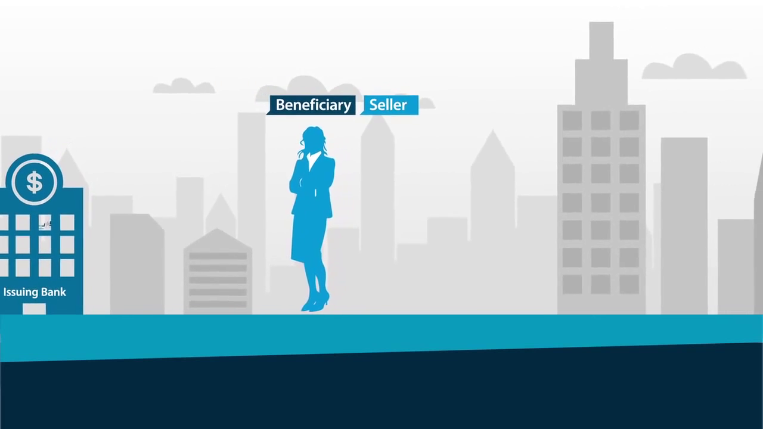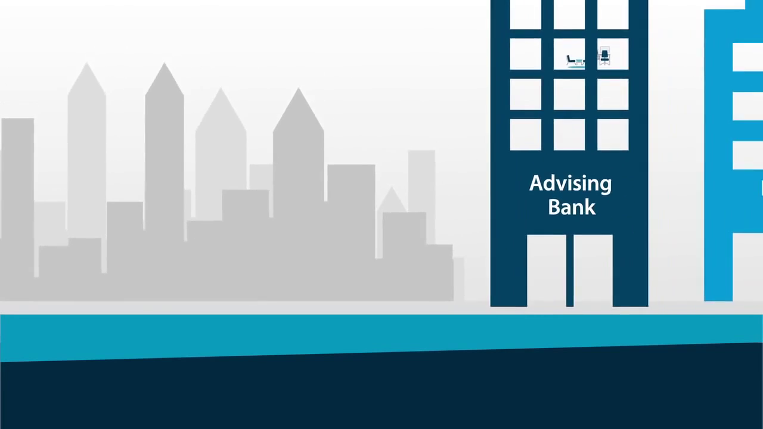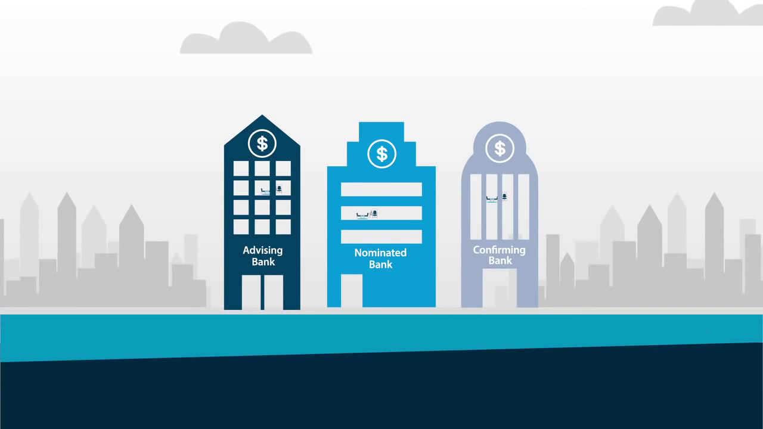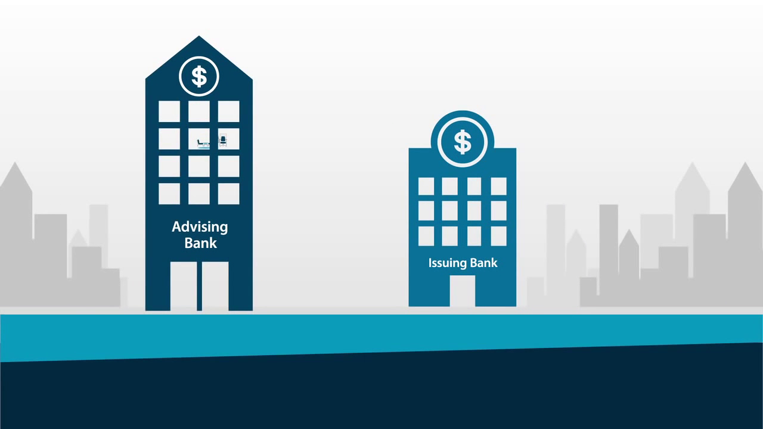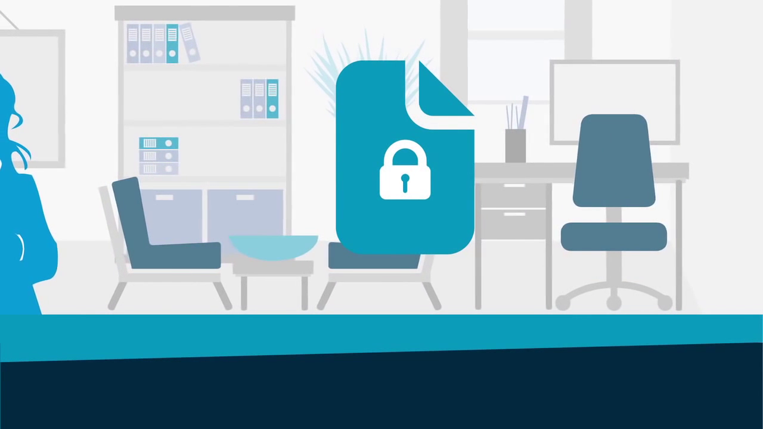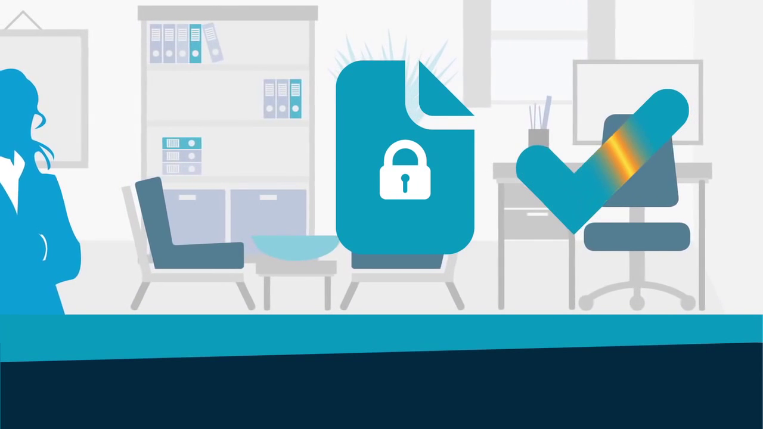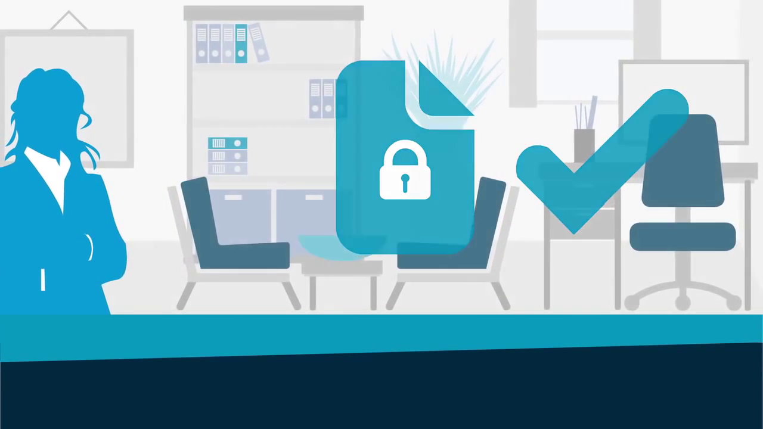Apart from the three parties described, the applicant, issuing bank, and beneficiary, a letter of credit transaction may also have the involvement of an advising bank, a nominated bank, and in some cases a confirming bank. An advising bank is a bank to which the issuing bank sends the letter of credit and is the bank that notifies the beneficiary that a letter of credit has been issued in their favour. The advising bank authenticates whether the letter of credit has been sent by the issuing bank and provides the beneficiary with a copy of the letter of credit.